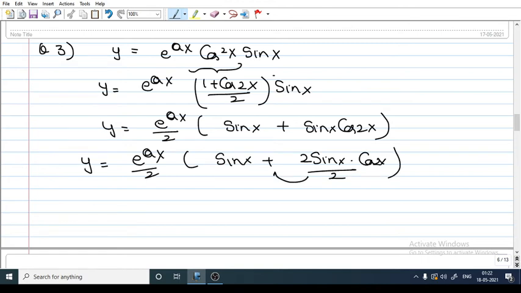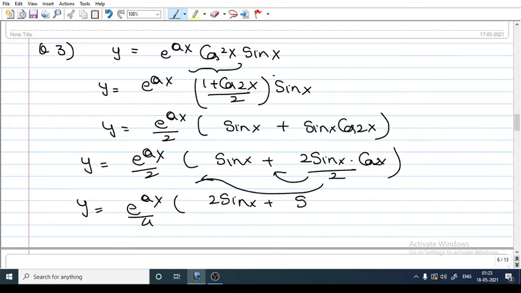We will here take LCM and this 2 will multiply with this 2 also. So y equals e power ax by 4 into 2 sin x. Here we will apply 2 sin a cos b, which is nothing but sin (x plus 2x) plus sin (x minus 2x).